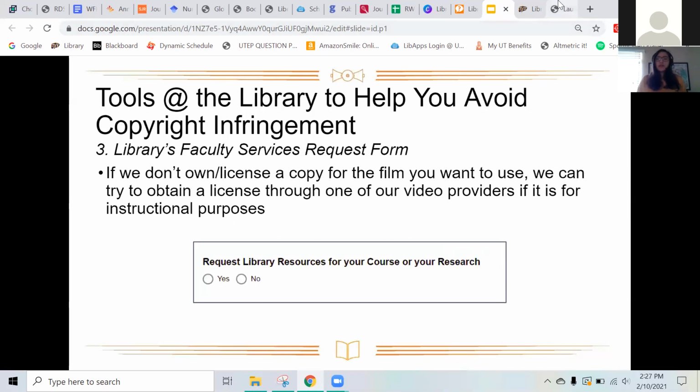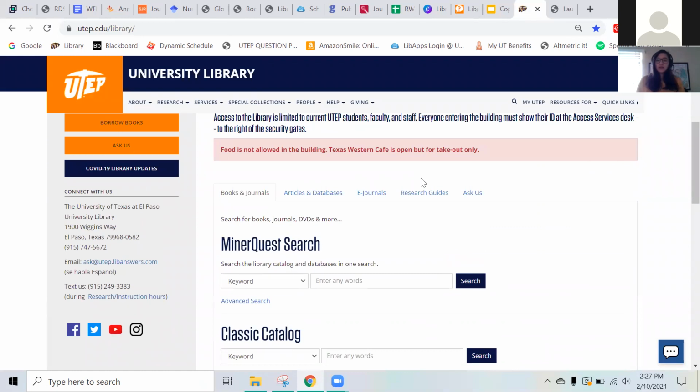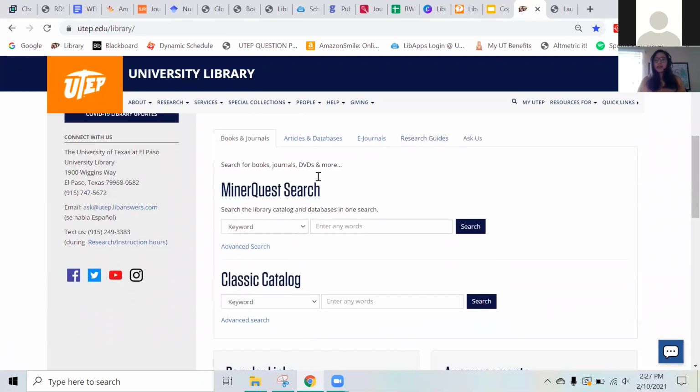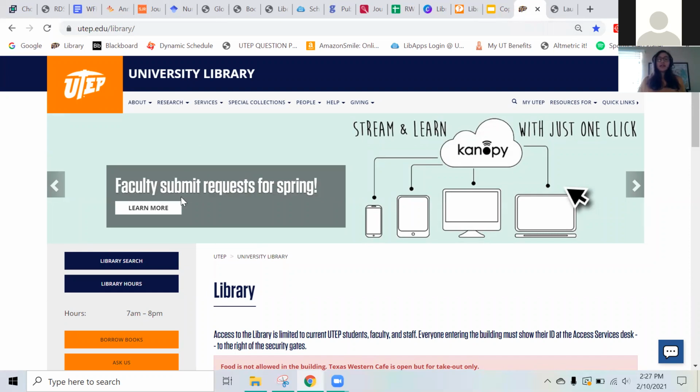So let me show you how to find all of those things. First of all, I talked about the streaming video resources, that was the second thing I talked about. And here's how you would find those things on our library's homepage. This is the library's homepage. You can Google UTEP Library, or you can go to utep.edu/library.